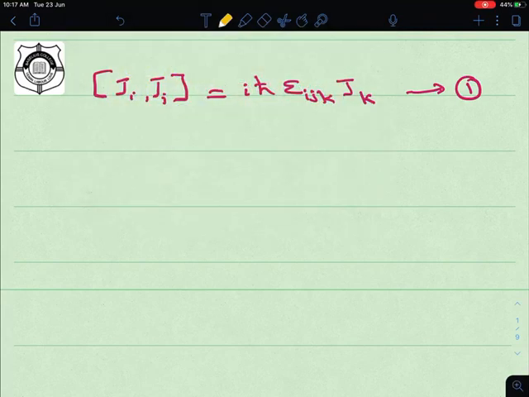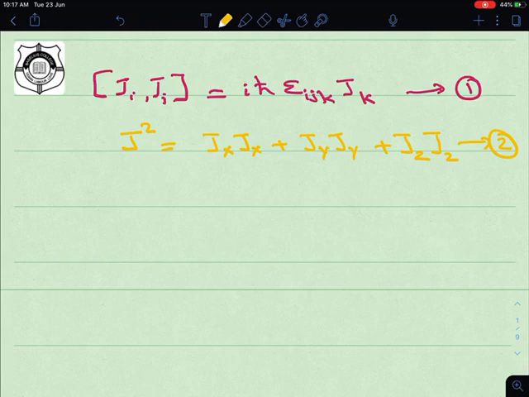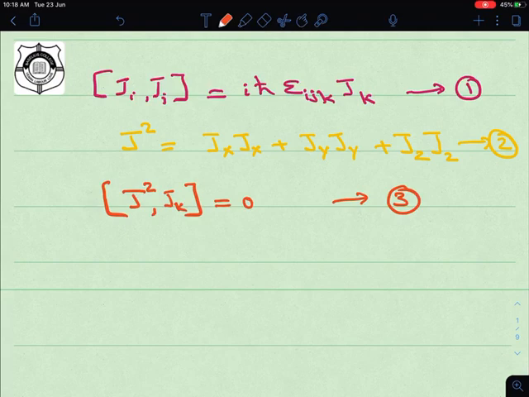In the next lecture, we talked about a new operator, J square, and it is defined as Jx square plus Jy square plus Jz square. Let's give it equation number 2. And we derived the commutation relation based on J square. It is [J square, Jk] equal to 0. What does it mean? J square commutes with all Jk's, that is Jx, Jy and Jz.